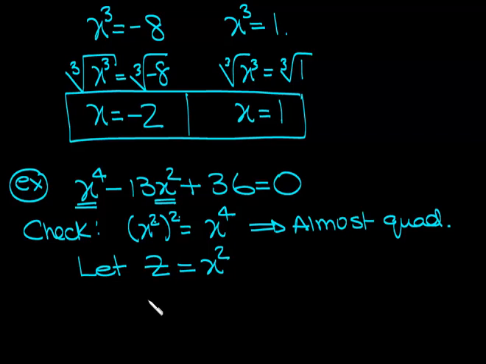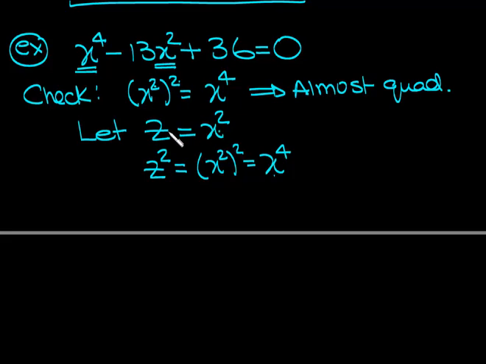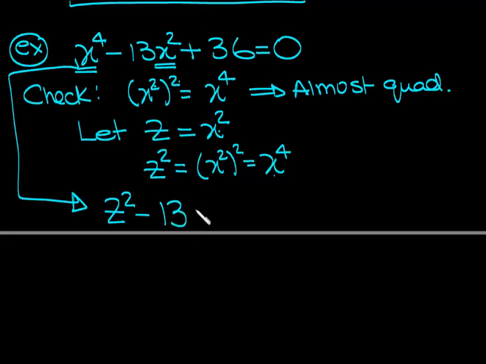Then I'm going to square both sides. So I get z squared is equal to x squared squared. So we get x to the 4. So this tells me to replace x to the 4th with z squared, and x squared with z. So let's do that. So out here, this equation that I started with will become this. x to the 4th becomes z squared minus 13, x squared becomes z, plus 36 is equal to 0.